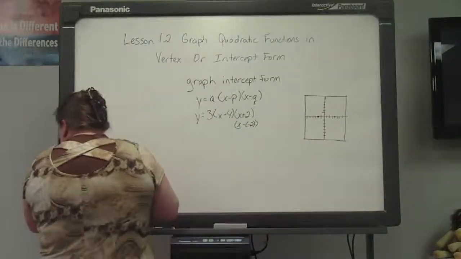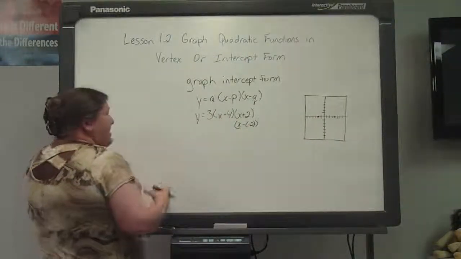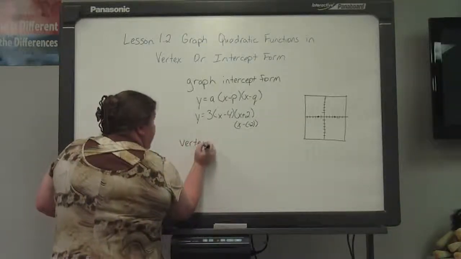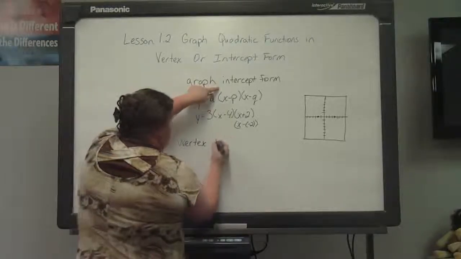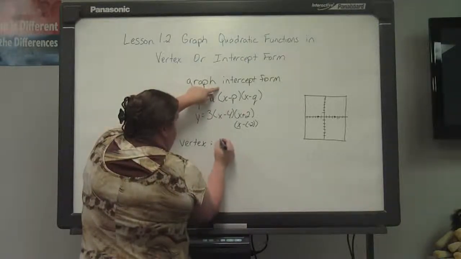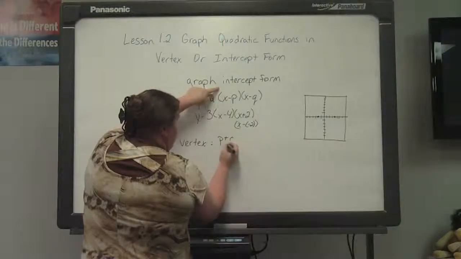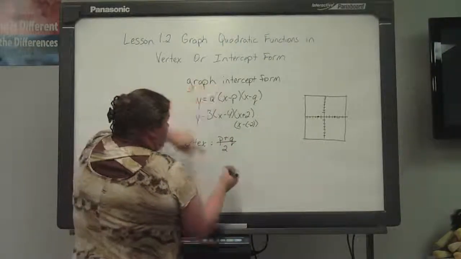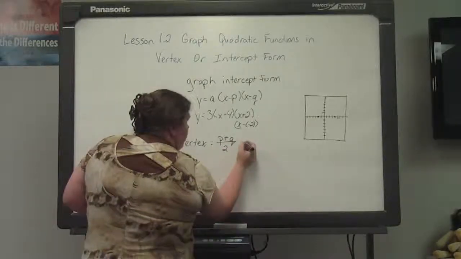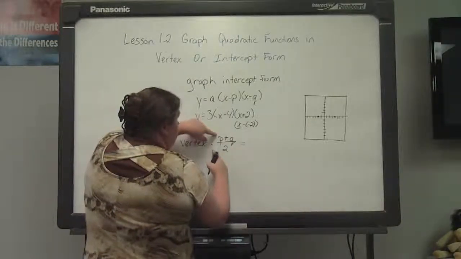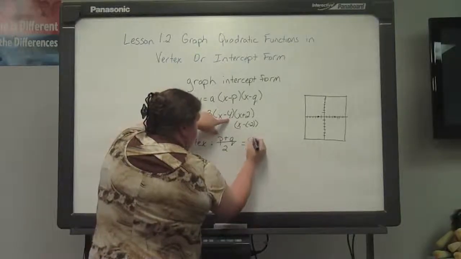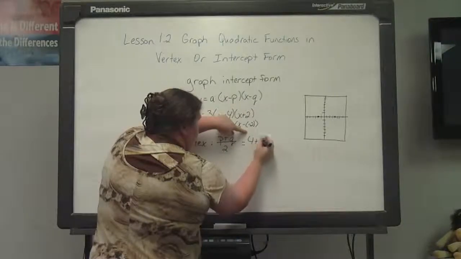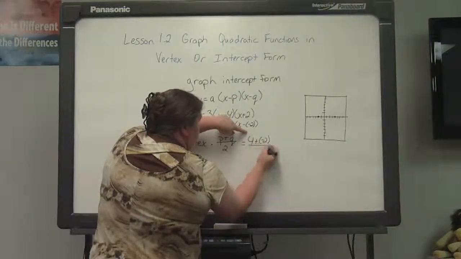The next thing to do is finding the vertex. You find the vertex in intercept form by adding your p plus q and then dividing by 2 to get your x. My p was 4, my q was a negative 2, so plus a negative 2, divided by 2.